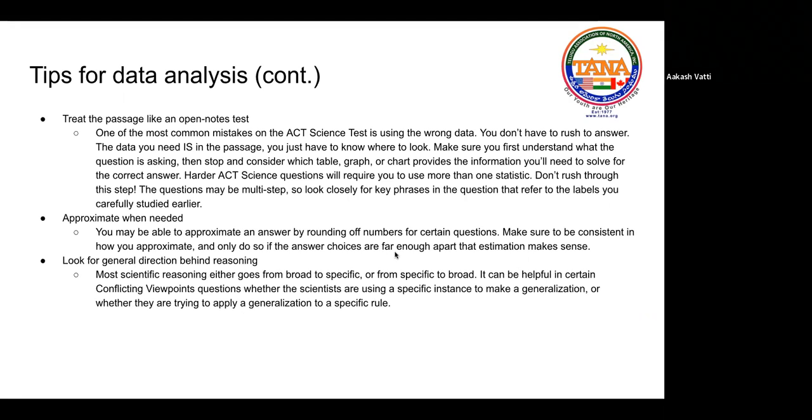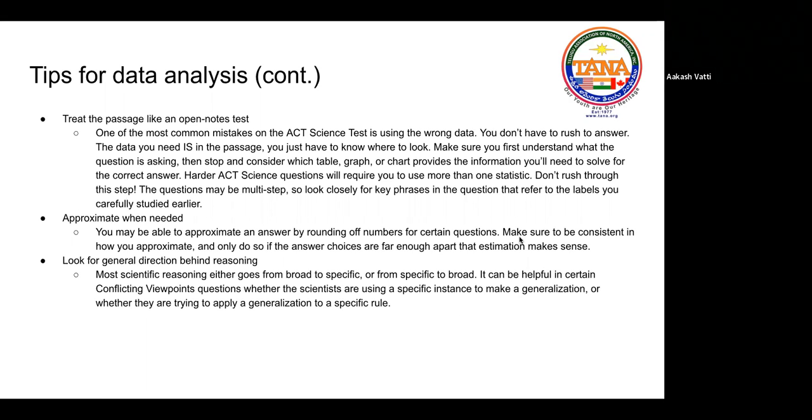Again, treat the passage like an open notes test. One of the most common mistakes in the ACT science section is using the wrong data, because people rush through as fast as they can to get to the end, since they don't believe they'll have enough time to do all of it. They look at the wrong data when they're trying to answer a question. The data you need is in the passage. You just have to know where to look.